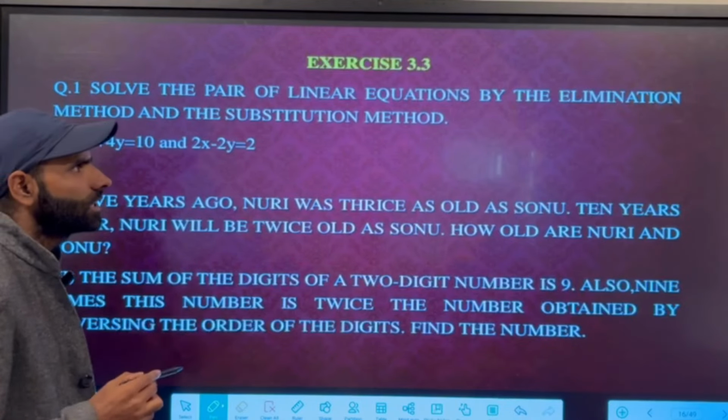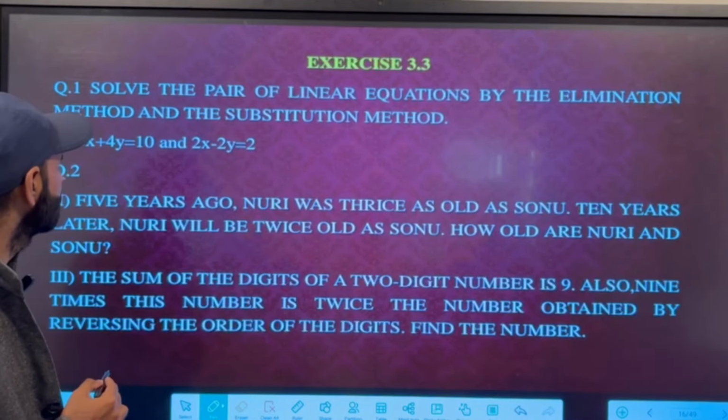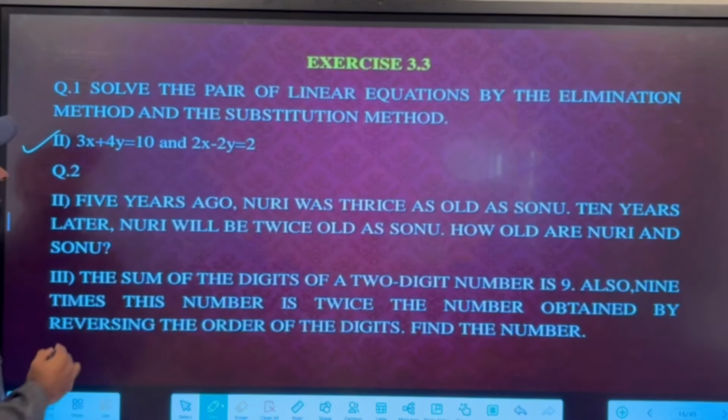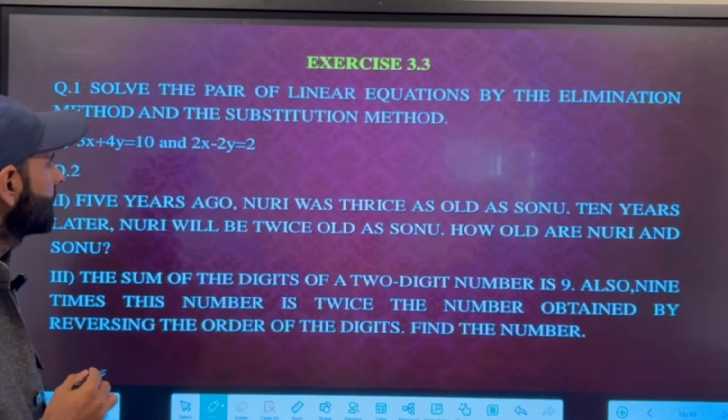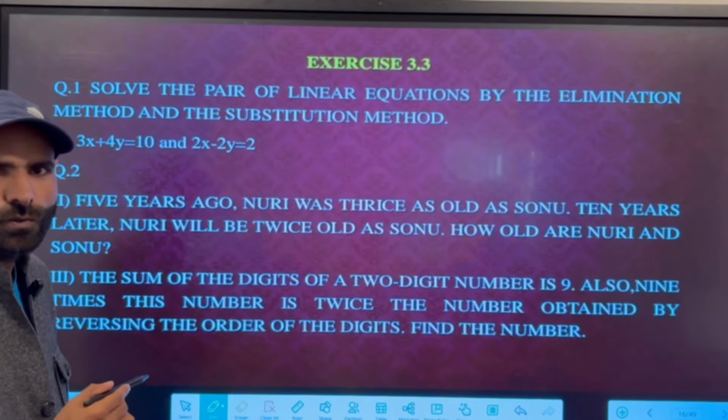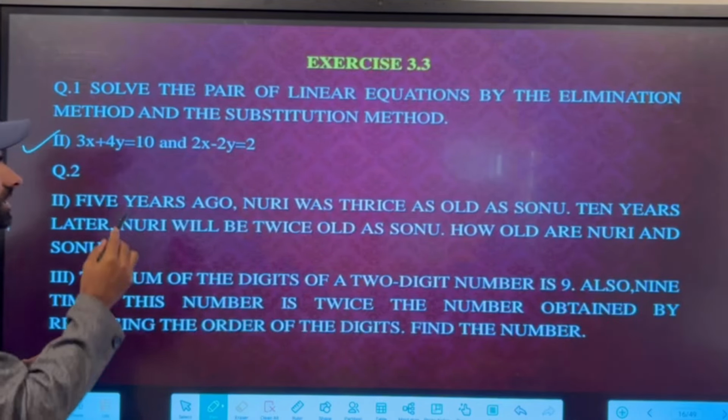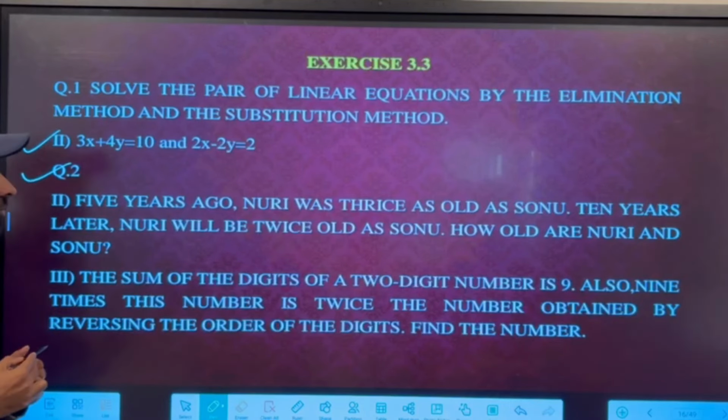Next exercise is exercise 3.3. Solve the pair of linear equations by the elimination method. Second part is 3x plus 4y equal to 10 and 2x minus 2y equal to 2. From the same exercise, we have question number 2.